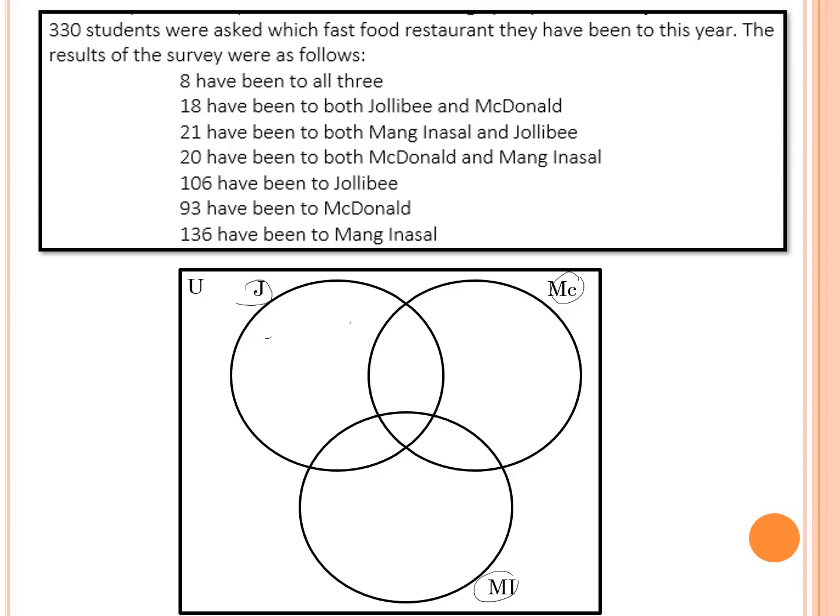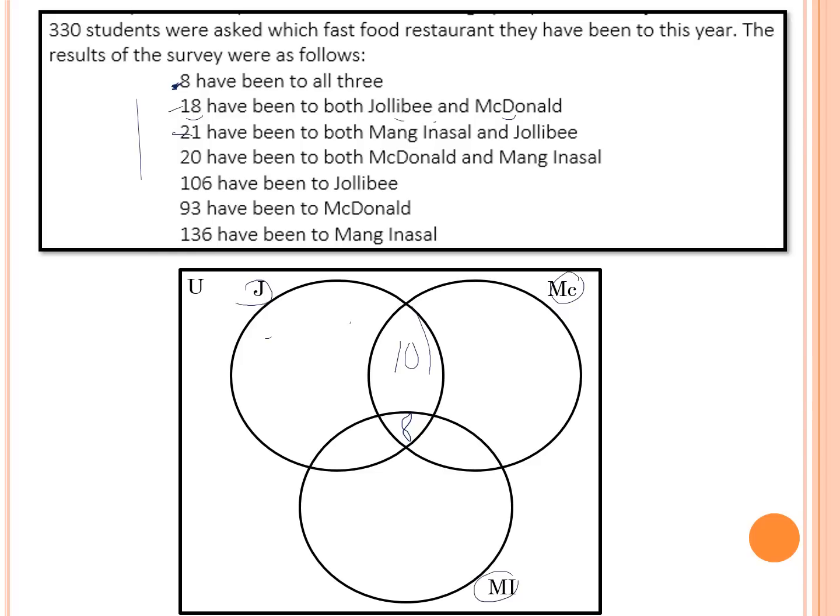First, we find the number of the intersection of those three. So we have there 8. So this is the intersection of the three. Next, the given is the intersection of students who went to Jollibee and McDonald's, and that is 18. So for Jollibee and McDonald's, the total of this part should be 18. But we already have an 8 here. That's why the number that we need to complete 18 is 10. So now we have 18.